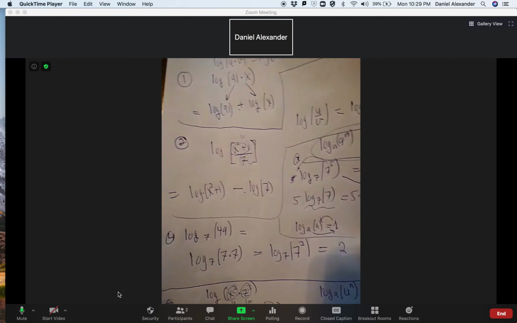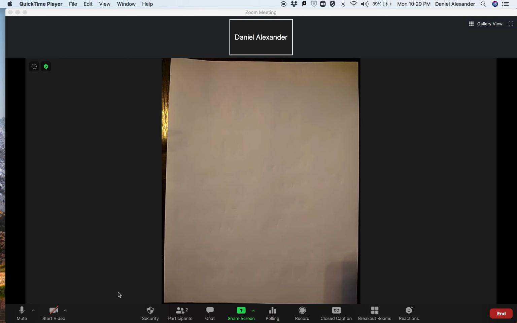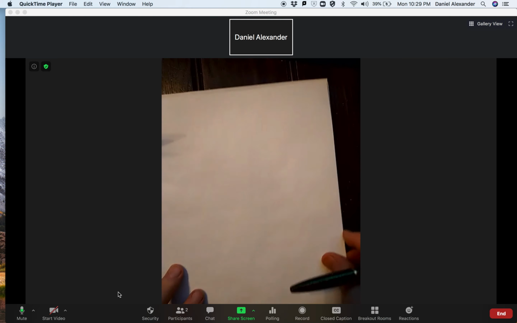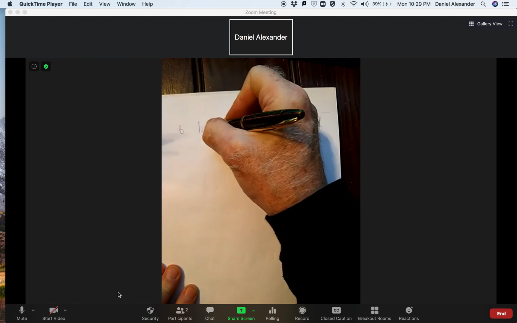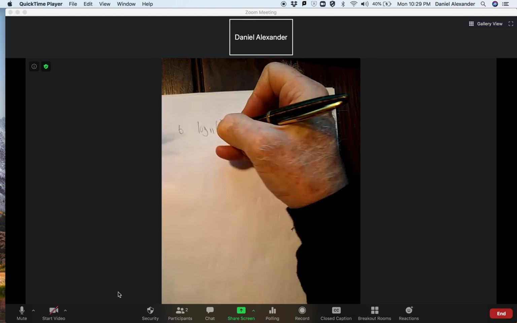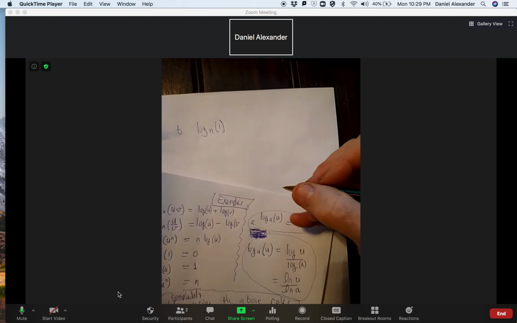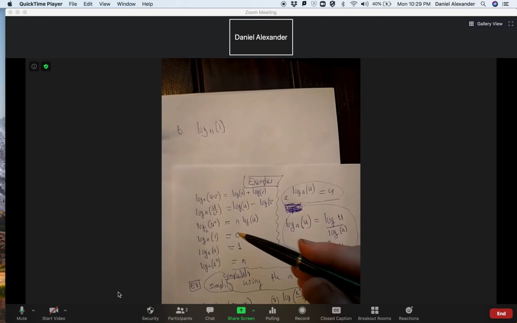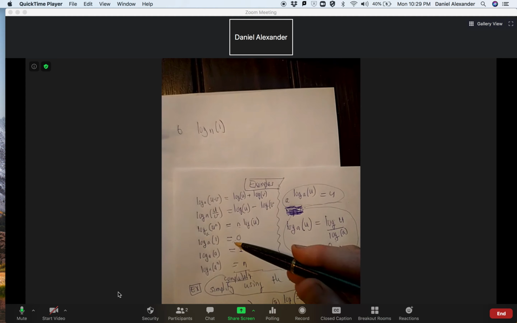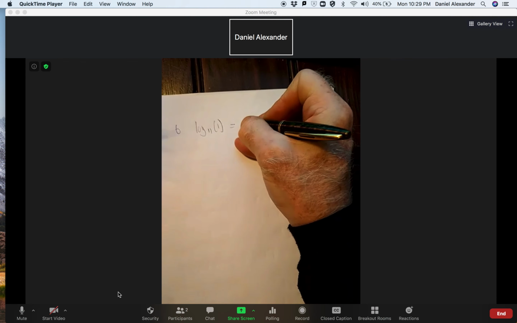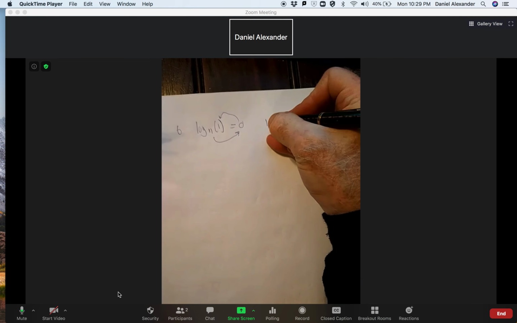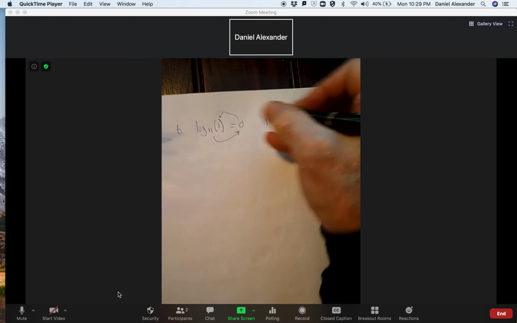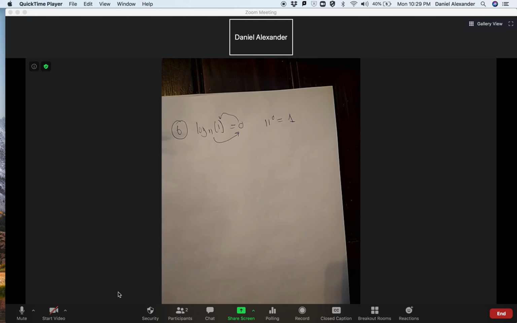Okay, I'm going to go back and do another one. So I'm going to do number 6, log base 11 of 1. Again, I'm going to look at my log formulas, and it looks like this one right here. That's going to be equal to 0. And again, the reason is that 11 to the 0 is equal to 1. So that's how we get 6.